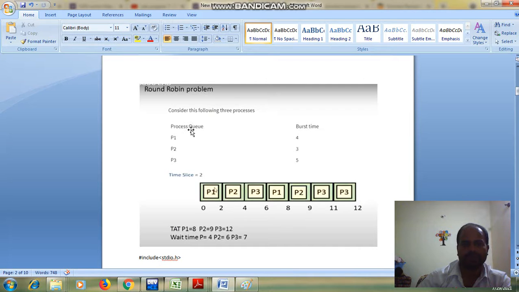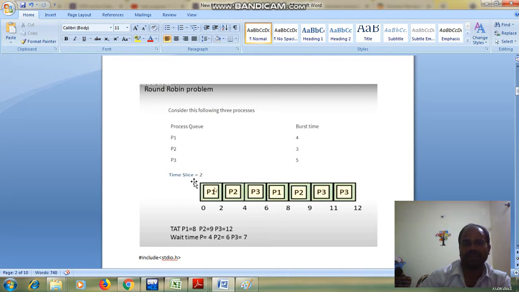Suppose there are processes P1, P2, P3, and they need the same resource. P1 needs it for 4 seconds, P2 needs it for 3 seconds, and P3 needs it for 5 seconds. Now this is called the burst time. In this case, we assume that all the three processes P1, P2, P3 have arrived in the queue at the same time, that means at 0 time. From the beginning itself, all the three processes are present. Now time slice equal to 2.